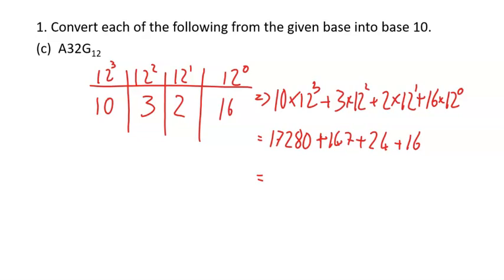So now I've got all the parts, combine it all together, what I end up with, 17,752. So that there, A32G to the base 12, represents the number 17,752 in our base 10 number system. So converting from a given base into a base 10 follows this technique every single time.